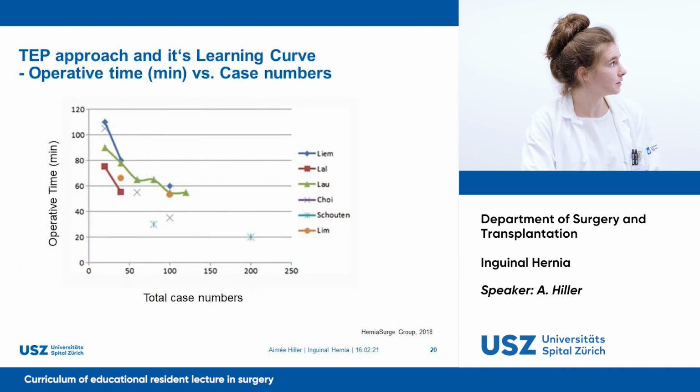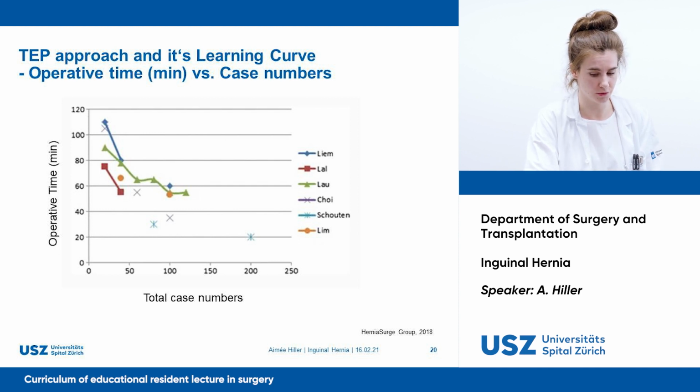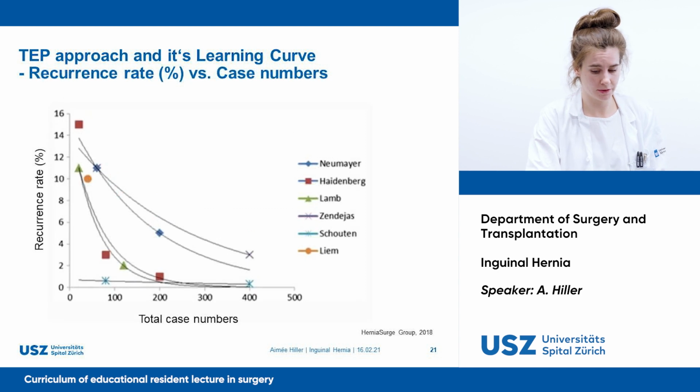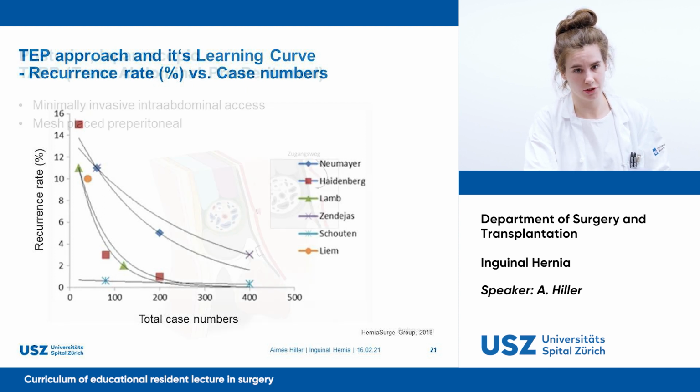So its operative time, as you can see, decreases with the amount of cases you do. And also the recurrence rate decreases with the amount of case numbers. At this point, I want to mention that you need more than 100 repairs to achieve the same outcome as, for example, an open mesh-based repair. And that's about 40% more than what you need for a Lichtenstein.